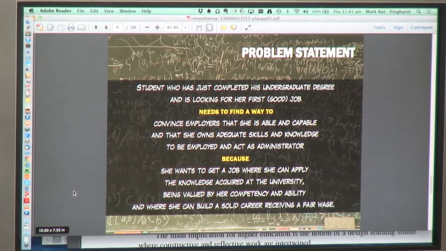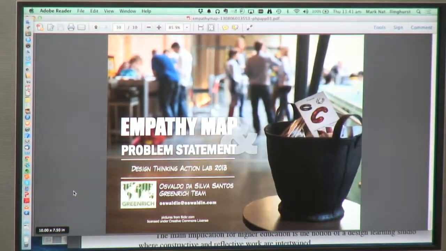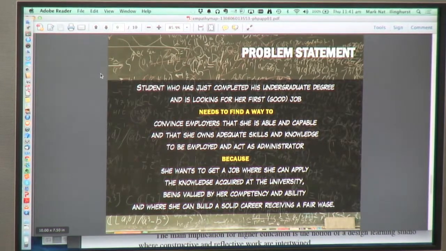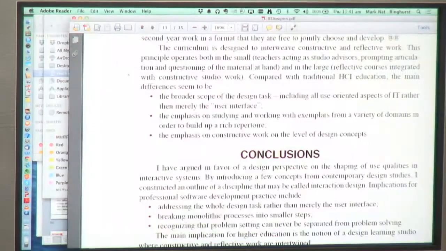So that's one example of how to apply the empathy map technique. And so the goal of the empathy map is to create this problem statement at the end, which hopefully has some good insight at the end. And then once you've got that, that's when you can start looking at how technology can be applied. Let me show you a second example as well.